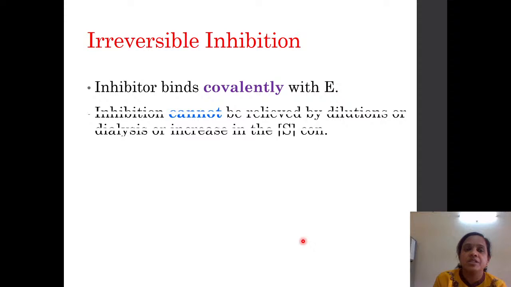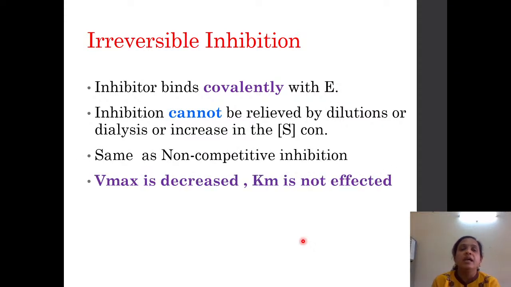Now, irreversible inhibition. In irreversible inhibition, the inhibitors bind covalently with the enzyme. Inhibition cannot be relieved even after you increase the substrate concentration or do dilutions or any other methods. Once the inhibition has occurred, it cannot be reverted back. The mechanism is the same as that of non-competitive inhibition: Vmax is decreased whereas Km is not affected.